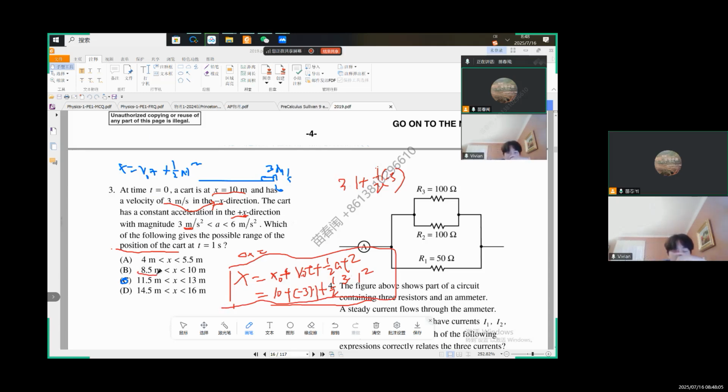Right? 10 minus, is it 8.5? Let me check. 10 minus 3 is 7. 7 plus 1 over 2. Yeah, it's 8.5, right? Okay, yeah. So which could probably be B, right? Mhm. Does it make sense? Same way we do 10, right? We just substitute 6 in here, right? Everything else is the same.